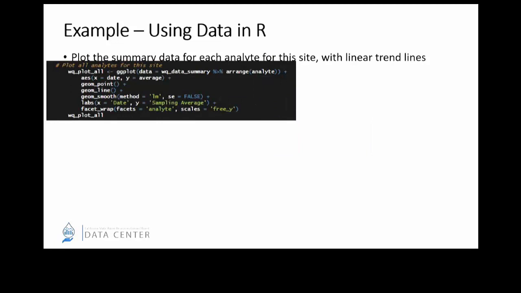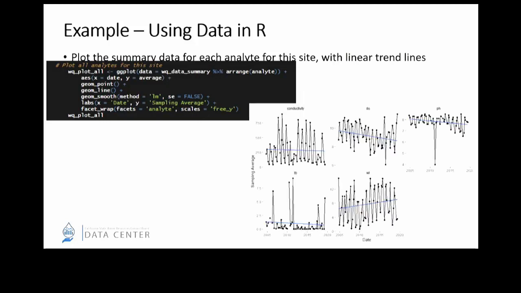The last thing I want to do is plot the summary data for each analyte, and then throw in some linear trend lines just to see if there's any trends that we might see. So I'm using another package here that's pretty popular called ggplot2. Looks maybe a little bit complicated if you haven't seen it before, but basically I'm just saying what's the data set, what do I want to put on the X and Y axes, then give me points and lines, and then throw in a linear trend line and labels, and then split everything out by the analyte. So I get a couple of charts for each analyte.